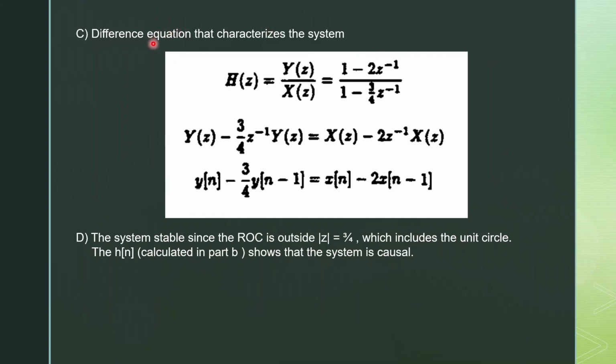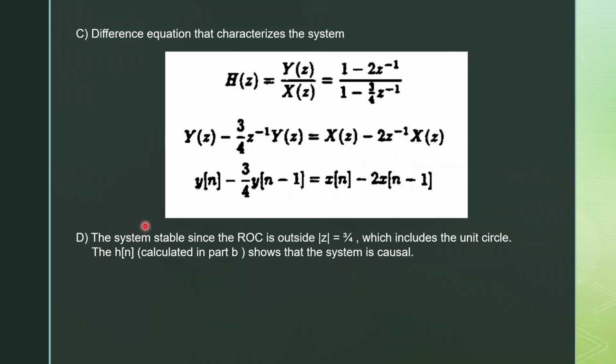Now we need to calculate the difference equation. We know H of z equals Y of z by X of z, that is equal to (1 minus 2 z to the power minus 1) divided by (1 minus 3 by 4 z to the power minus 1). Cross multiplying, we get Y of z minus 3 by 4 z inverse Y of z equal to X of z minus 2 z to the power minus 1 X of z. Applying the inverse z transform, Y of z becomes y of n, 3 by 4 z inverse Y of z becomes 3 by 4 y of n minus 1, that is equal to x of n minus 2 x of n minus 1.